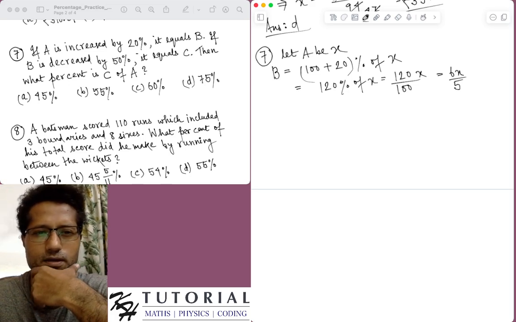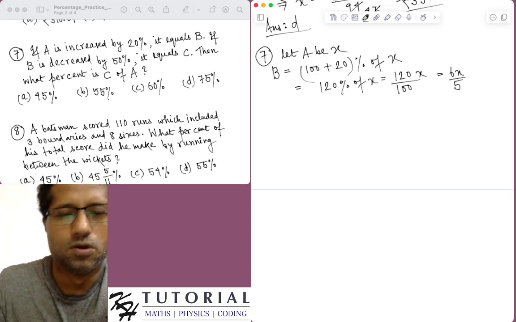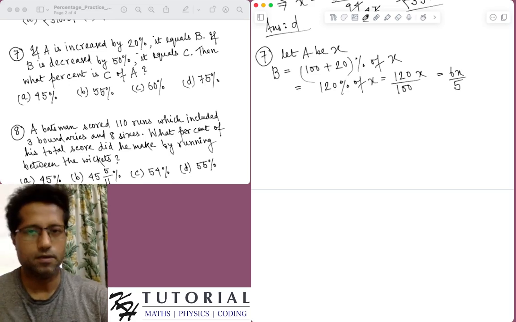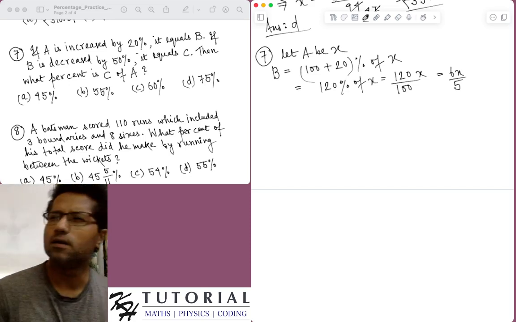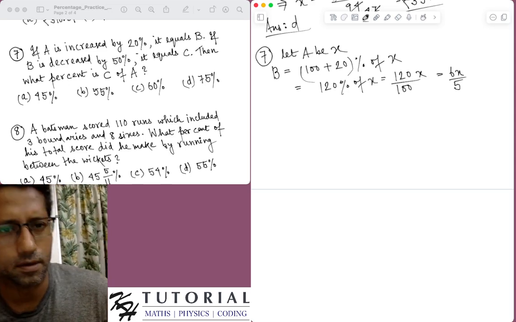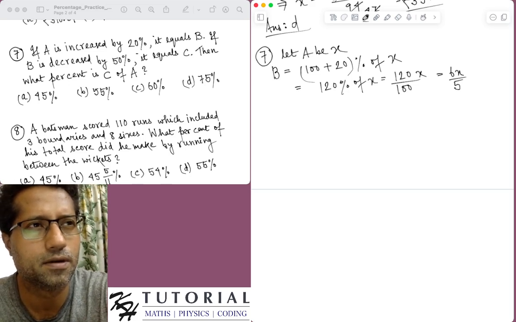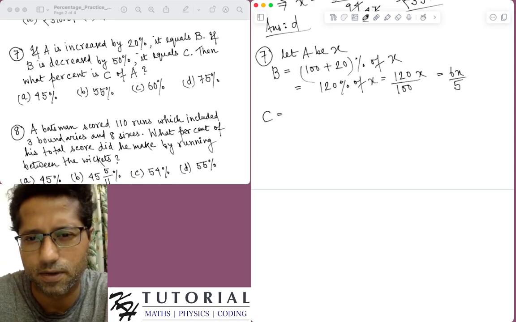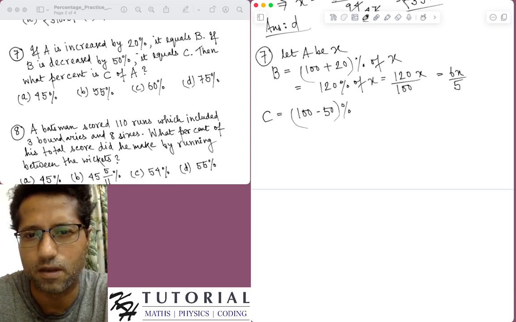Now it also says that if B is decreased by 50%, it equals C. So we can say that C is 50% less than B. If B is decreased by 50%, it equals C. It indirectly is saying that C is 50% less than B. So C is 50% less means 100 minus 50 percent of B, and what is B? B is 6x by 5.